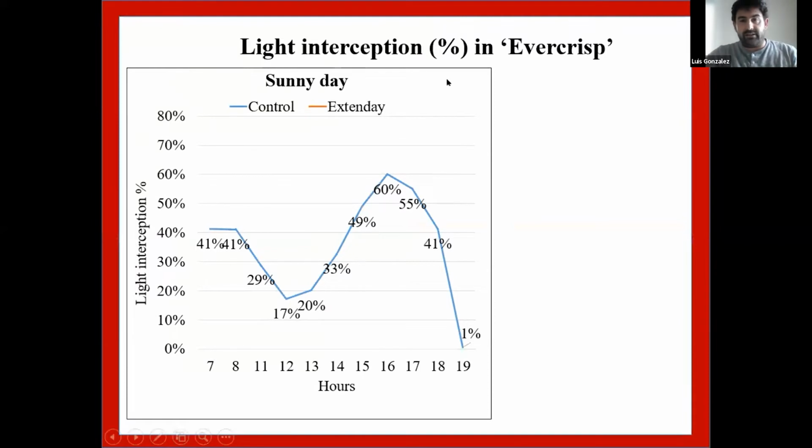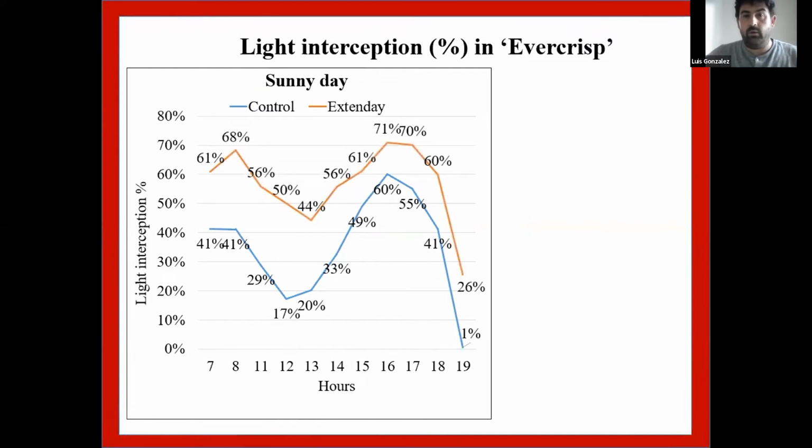This is the result, the light interception percentage in Evercrisp. The blue line is the control treatment, in this case without Extenday. You can see in the first hours of the day, the light interception is higher. There are lower values of light interception at midday, around 12 p.m. And at the end of the day, the light interception is higher. When we compare it with the Extenday system, we increase light interception by 20% during all day. We gain 20% of light interception in all hours of the day.